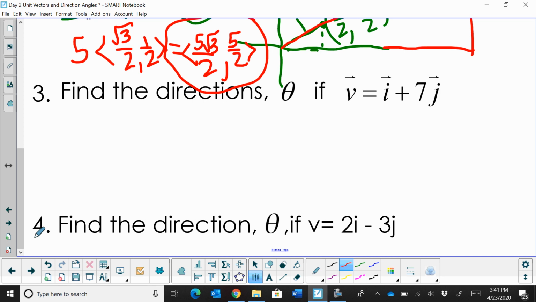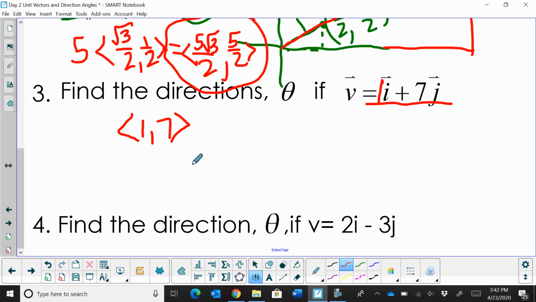Find the direction theta if we have the vector i plus 7j. Now, we need to recognize what form this vector is in. This is what we call a linear combination. For simplicity, I'm going to go ahead and write it in component form. So there's a 1 here. We don't write it, but it's 1. And then we have a 7 for the vertical direction. So here's our linear combination form, and here's our component form.